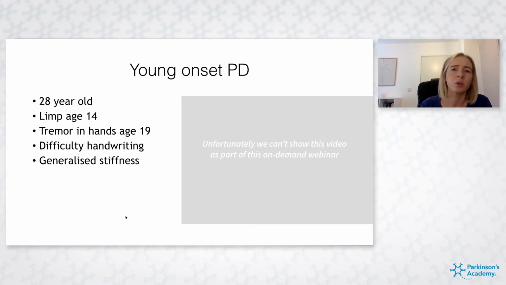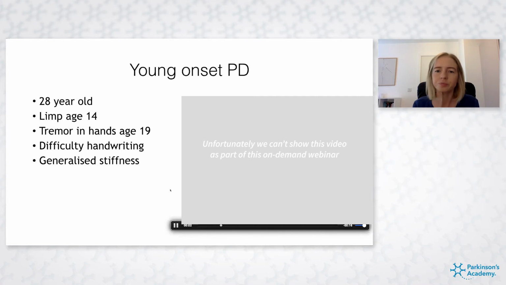She was born normally. She met all her normal motor developmental milestones, but she developed a limp at the age of 14, and then a tremor in her hands at the age of 19. She developed difficulty with handwriting and just reported feeling generally a bit slow and stiff. She described herself in the clinic room. She said, "Oh, I think I walk like a penguin." So you can see here her gait exam.